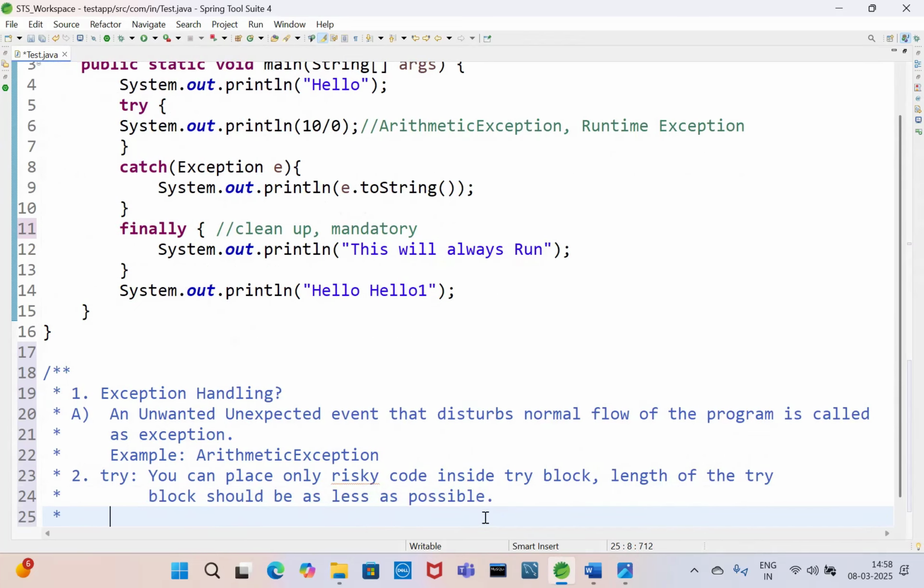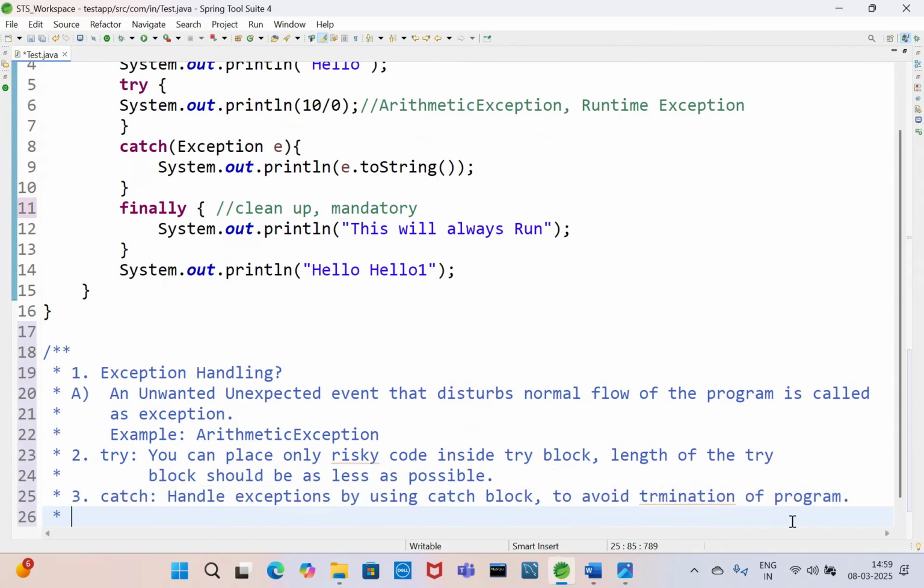So now the third one, what is the catch? Inside the catch block, handle exceptions. Handle exceptions by using the catch block to avoid termination of program.